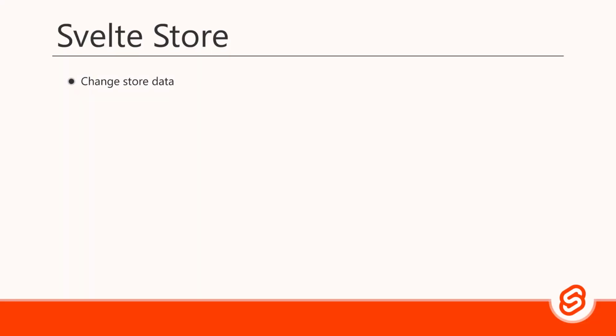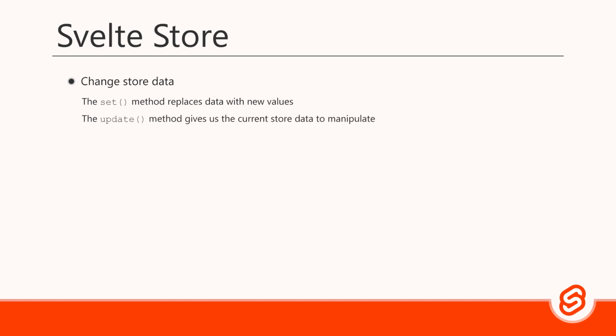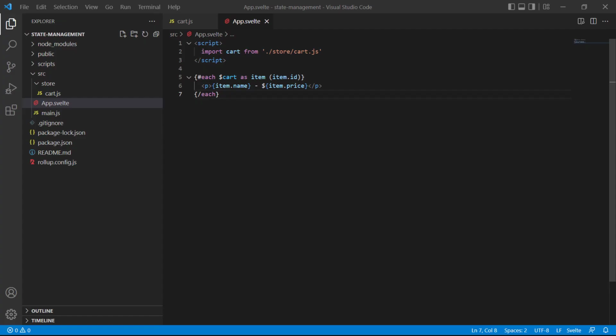Svelte provides us with two methods to change a store's data. The set method replaces the data with new values. The update method gives us the current store data, which allows us to add, edit, or delete values. For our example, we're going to add a new component that will be responsible for changing the store data.